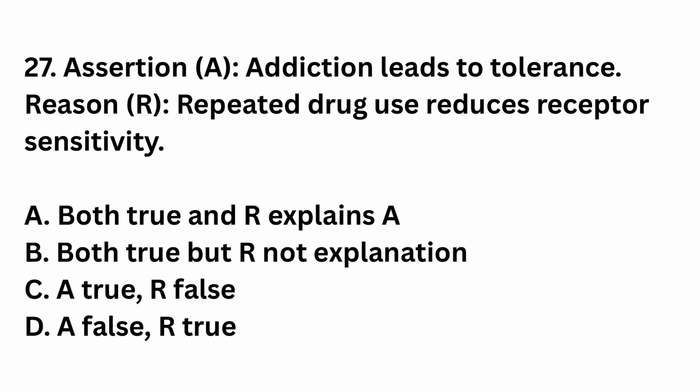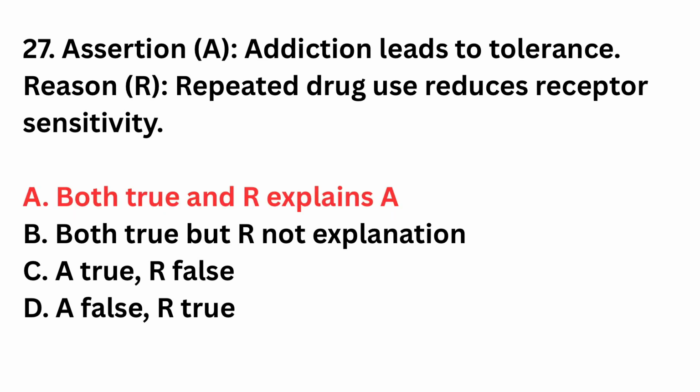Question number 27. Assertion. Addiction leads to tolerance. Reason. Repeated drug use reduces receptor sensitivity. Both true and reason explains assertion. Both true but reason not explanation. Assertion true, reason false. Assertion false, reason true. The right answer is option A, both true and reason explains assertion. Tolerance occurs when higher doses are required for same effect. This occurs due to reduced receptor response.